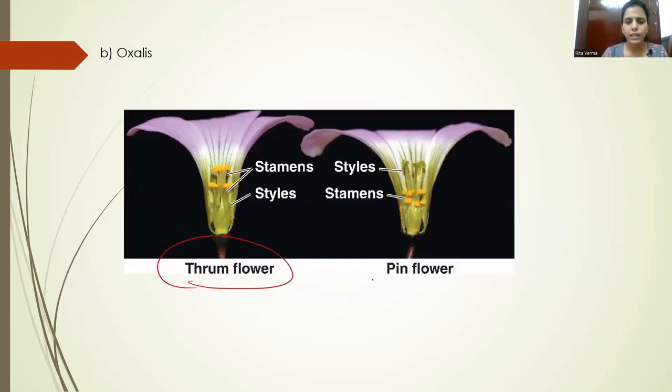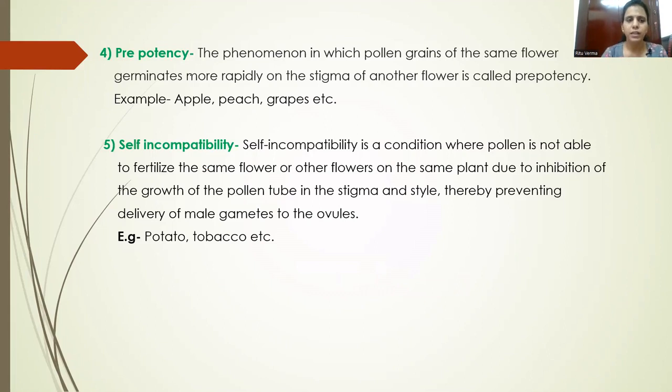This is the thumb flower of oxalis, and this one is the pin flower. In the pin flower, you can check here, these are the styles, and this is the stigma, and this yellow one is the anther and filament. So in the pin flower, the style's length is longer and the stigma is positioned up in the air. And in the thumb flower, the style length is shorter. You can make out here this is the style, and here you have the stigma. These are the stigma, and this one is the stamens, anther and filament. Okay, the next adaptation is prepotency.